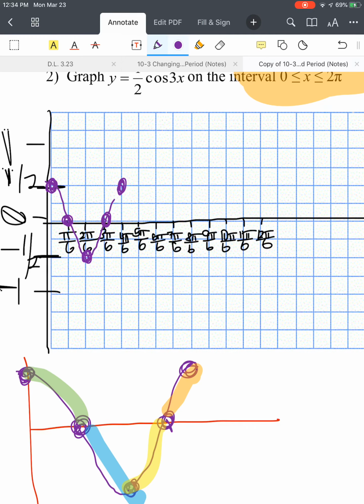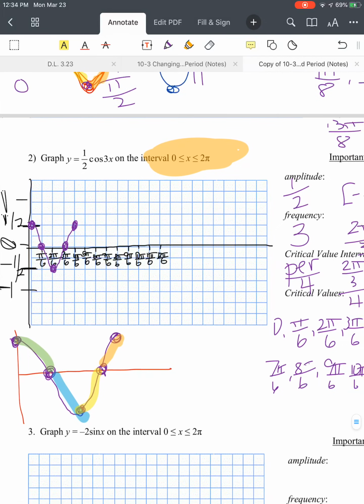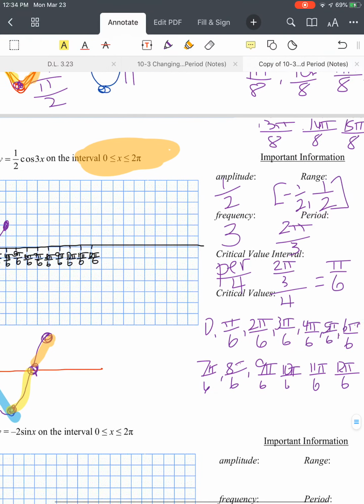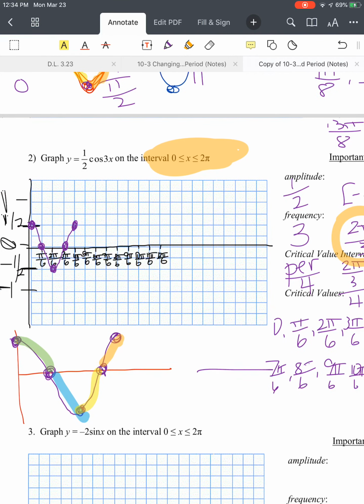So again, normally I would do the whole thing, but I just want to talk about, we stopped at 4 pi over 6. 4 pi over 6 is the same as 2 pi over 3, which is the period. So the period, 2 pi over 3, is where the first cycle should end, and it does. At 2 pi over 3, which is 4 pi over 6, my first cycle ends. Okay, so let's keep going.